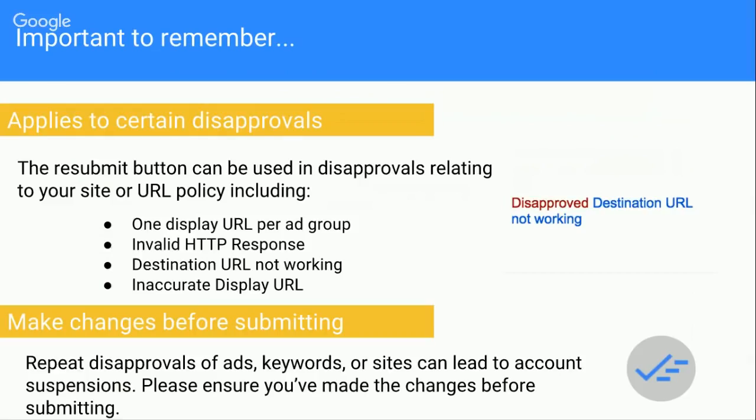Cool. So not every ad disapproval can be resubmitted from within the Help Center or the AdWords interface. It can only be used for disapprovals relating to certain policies, and there's a list here. Some policies actually don't allow you to resubmit within that. So if you don't see the Resubmit My Campaign for Review button, that's what's going on.